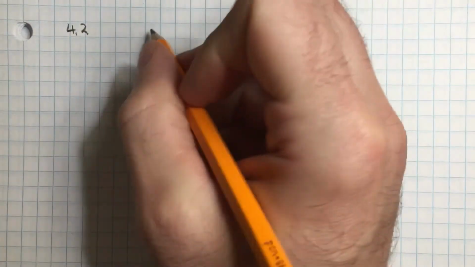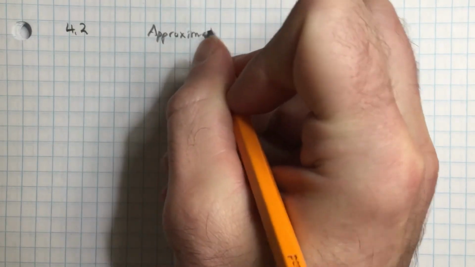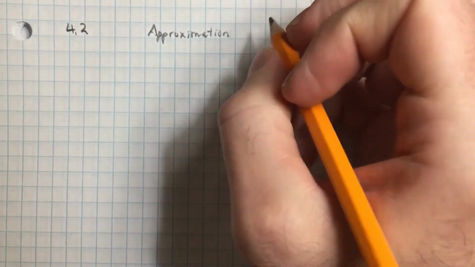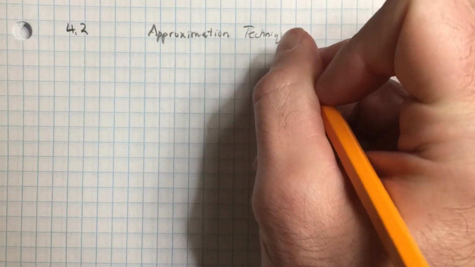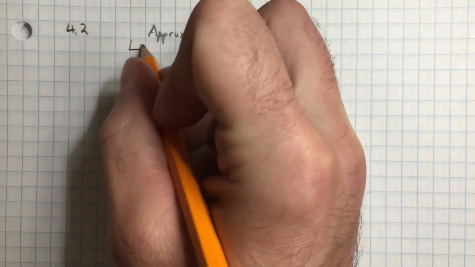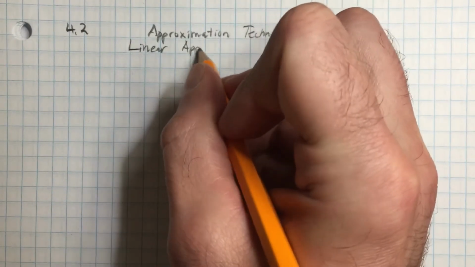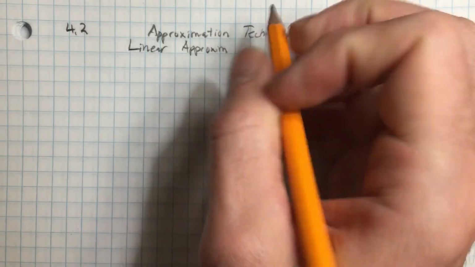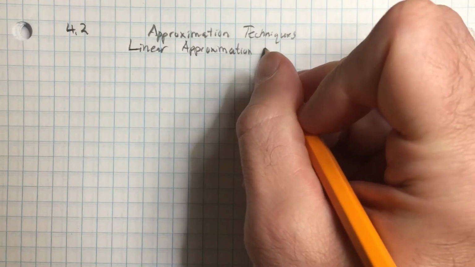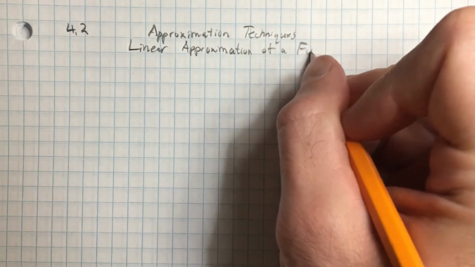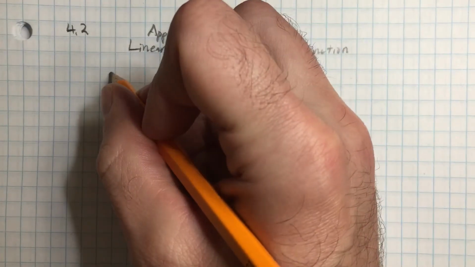4.2 Approximation techniques. The approximation technique here is called linear approximations. So this is a way of approximating the value of a function, knowing the derivative at a different location. I'll try to draw a picture to demonstrate what this is about.